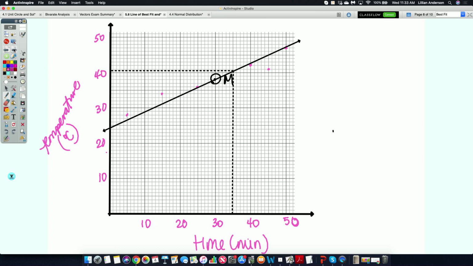40, 41? 39? Okay, that's not far off. We shouldn't have anything too crazy, though. If we do, that means you might have drawn your line a little weird, okay? Yes? Should we just put an exact value, or should we put like a squiggly equal sign? It will be an approximation.